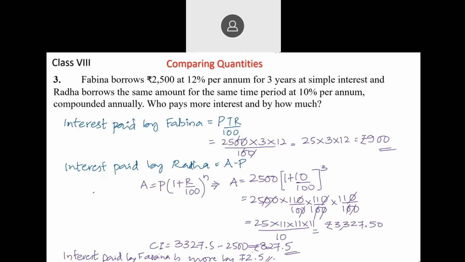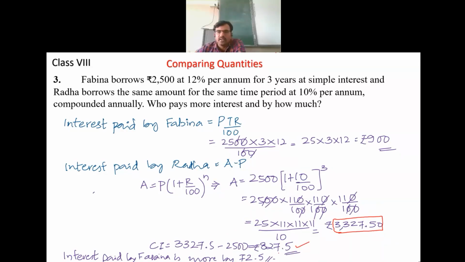Where? Did you get 3,327.5? Yes, sir. Then you found the difference. 2,500 should be subtracted. Then you will get the compound interest as 827.5. So when you look at it, the simple interest is 900 and the compound interest is 827.5. So the difference in the amount paid is 72.5.